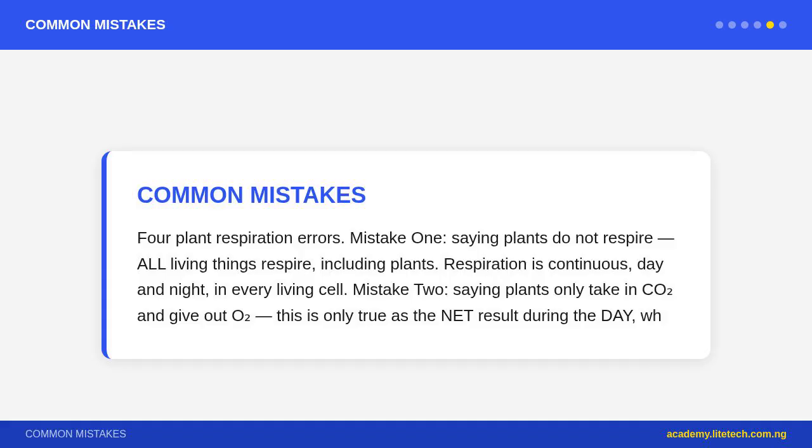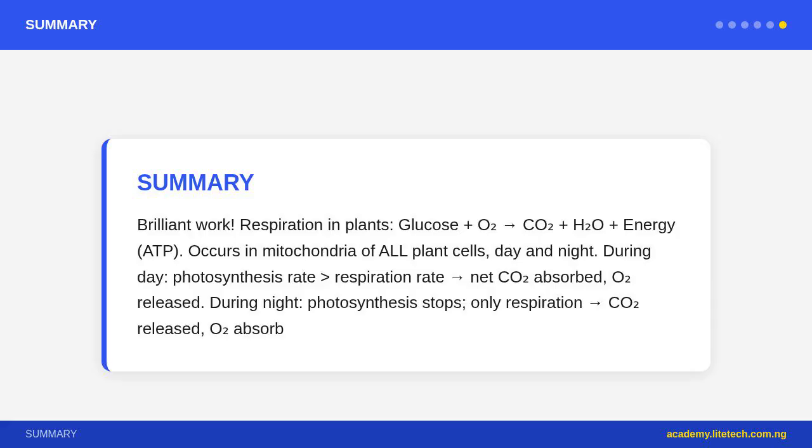Common plant respiration errors. Mistake 1. Saying plants do not respire. All living things respire, including plants. Respiration is continuous, day and night, in every living cell. Mistake 2. Saying plants only take in CO2 and give out O2. This is only true as the net result during the day, when photosynthesis is much faster than respiration. At night, plants take in O2 and release CO2.